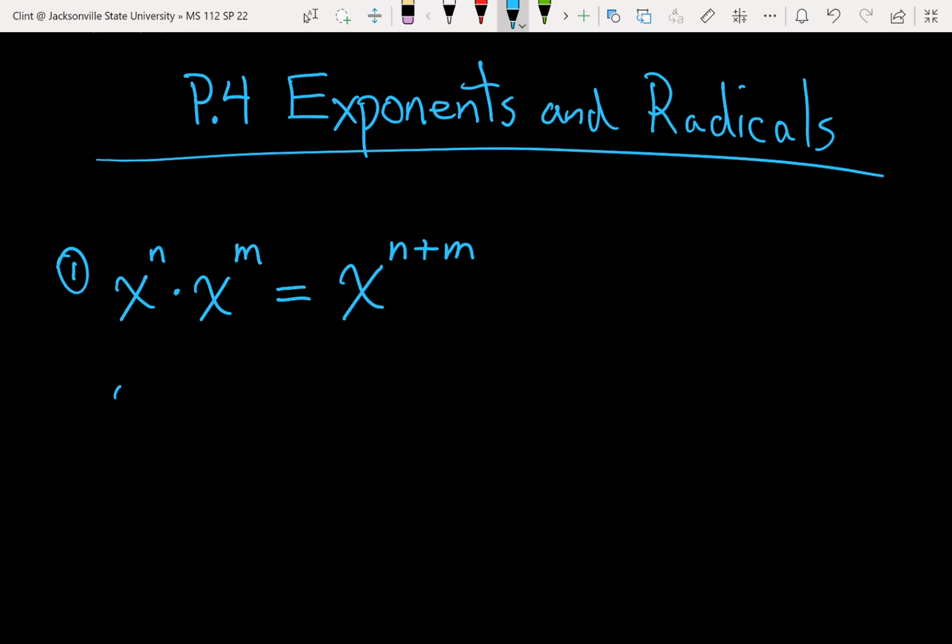So if we've got x squared times x cubed, we add those exponents. I have x to the 2 plus 3, so 2 plus 3 is 5. If we're multiplying two things with the same base, where both have different exponents, then we add the exponents.